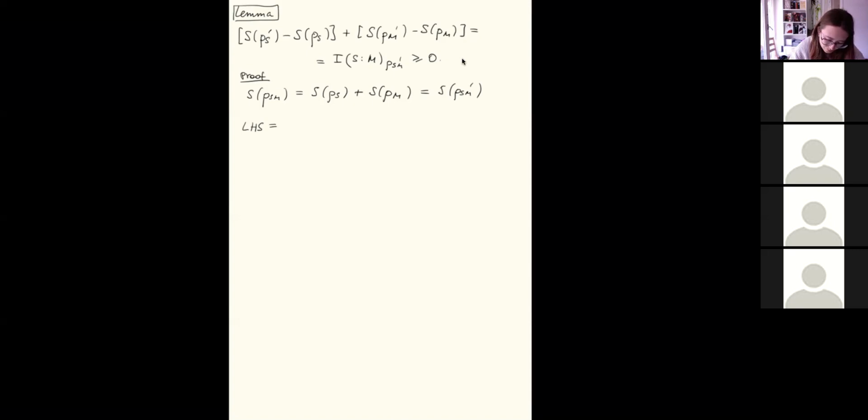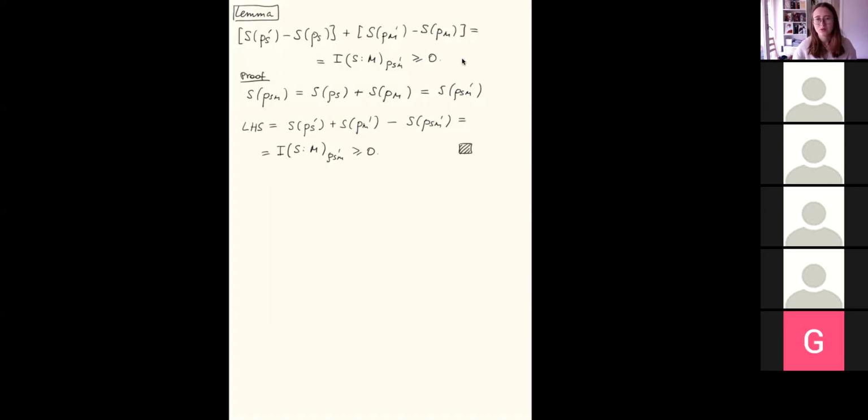So we have S of rho S prime plus S of rho M prime minus the sum of S of rho S and S of rho M, which is equal to S of rho SM prime. And this is equal to the mutual information of the final state, which is non-negative. Okay, good. So this was the first step.